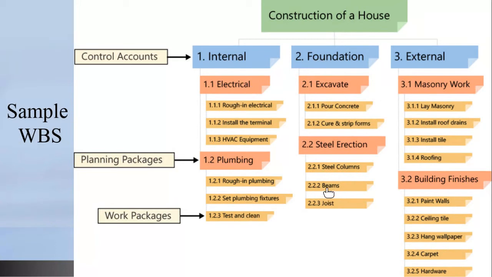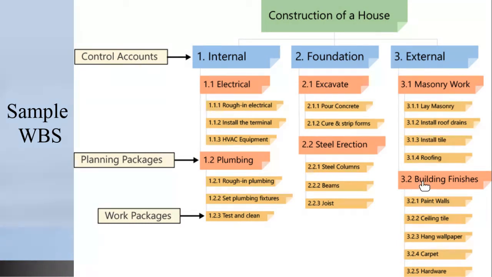You do the same thing on the foundation. You excavate, and then you're going to do steel erection. So you excavate, you pour concrete, you cure, and you strip form. For the steel erection, you put in your steel columns, your beams, and your joists, whatever is required. And then your foundation price is going to be adding up these two. The duration for your foundation is going to be the sum of the steel erection and the time to do your excavation, bearing in mind that some of these things could be running in parallel, okay?